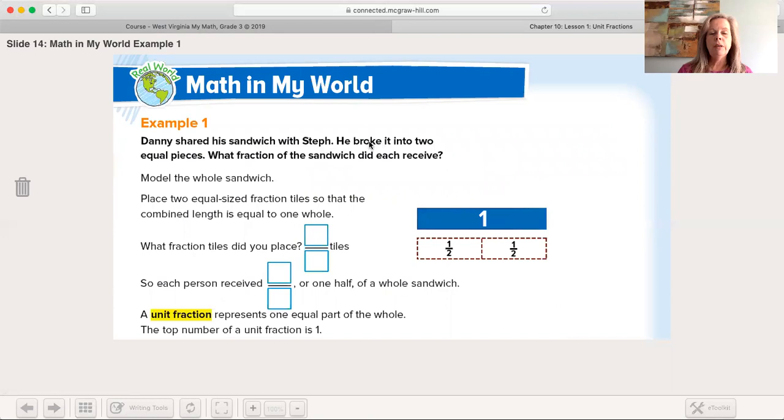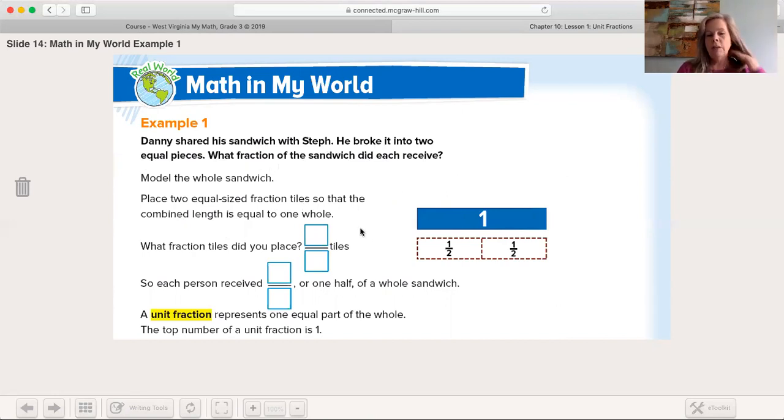Now, Danny's sharing his sandwich with Steph, and they used this blue bar to represent that. He broke it into 2 equal pieces. What fraction of the sandwich did each receive? So you can see it's broken into 2 pieces. What fraction did you place? Place 2 equal size fraction tiles.